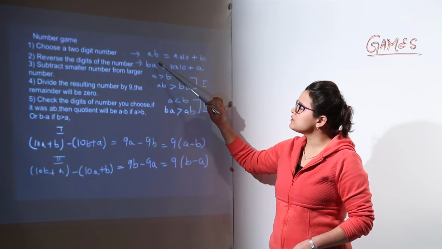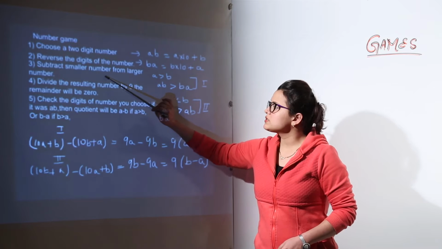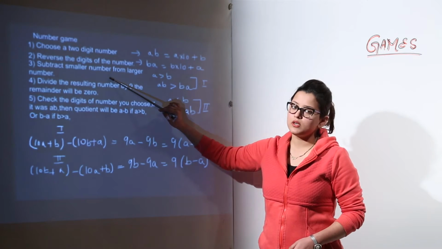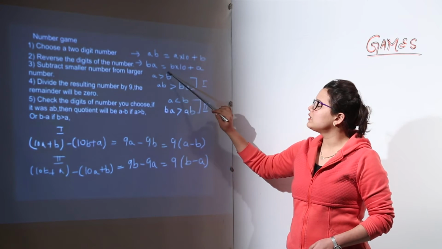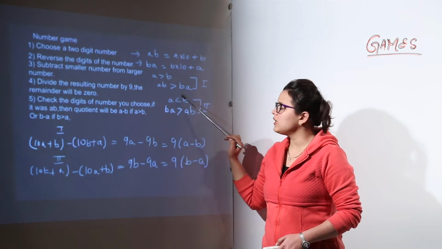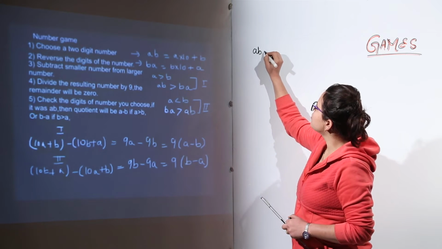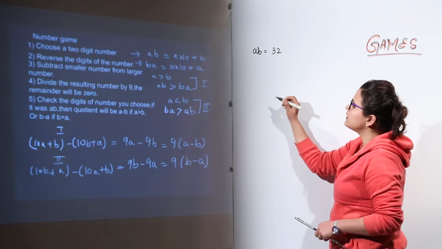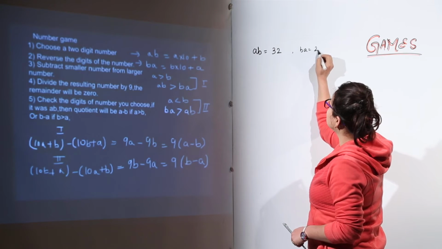Now out of these both, finally you have to check which one is the smaller and which one is the larger, because you have to subtract the smaller number from the larger number. So in this case, if A is greater than B, that means your AB will be greater than BA. How come? Let us take one example. If AB was taken to be, say, 32, right? In this case, you reverse the digits, you would get 23.